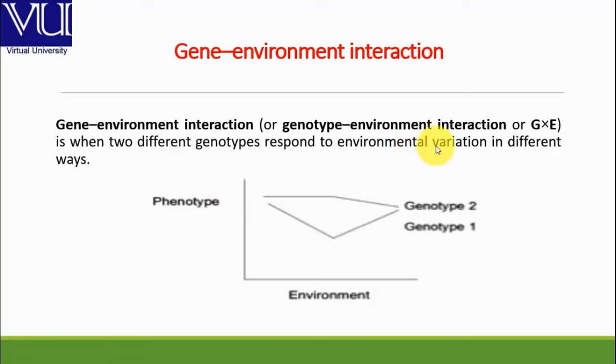A norm of reaction is a graph that shows the relation between genes and environmental factors. When phenotypic differences are continuous, they can help illustrate GXE interaction when the norm of reaction is not parallel, as shown in the figure. There is a gene-environment interaction. This indicates that each genotype responds to environment in a different way. Environment variation can be physical, chemical, biological, behavior pattern, or life events.